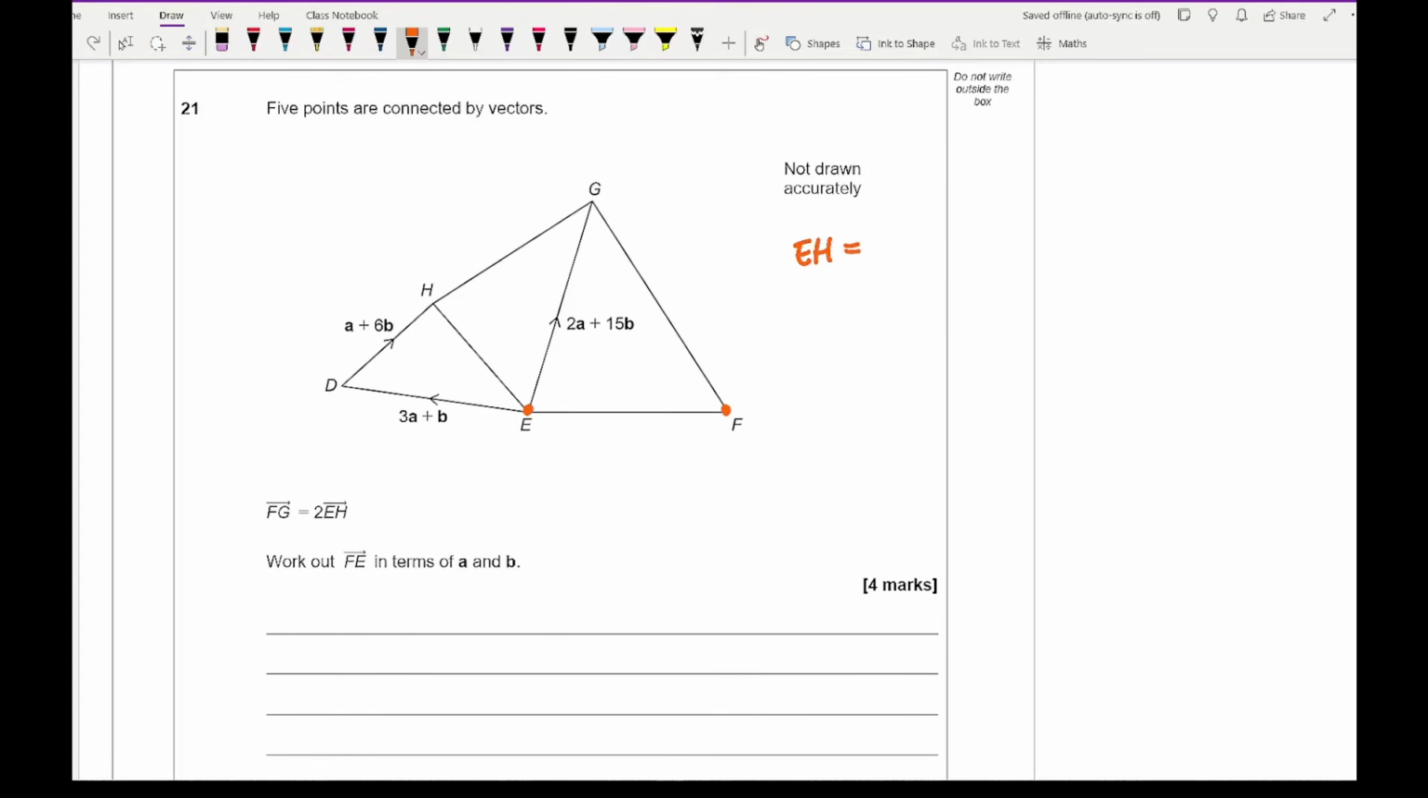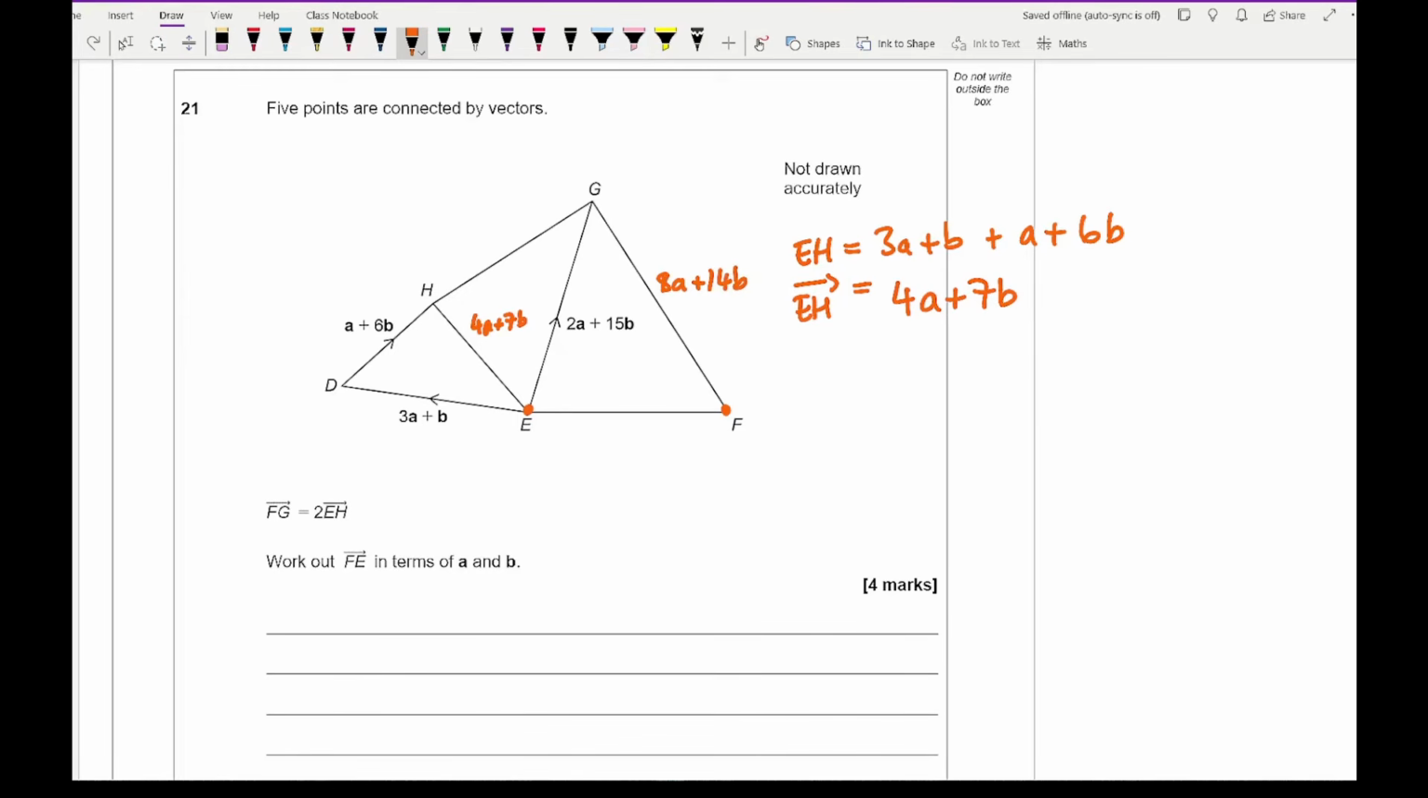So E to H is going to be 3A plus B, because we're going with the arrow, and we're going with the arrow again up DH, which is A plus 6B. So if I simplify all of this, I get 4A plus 7B. So that's what E to H is. Now, 2 lots of E to H is 2 lots of 4A plus 7B, so F to G is going to be 8A plus 14B.